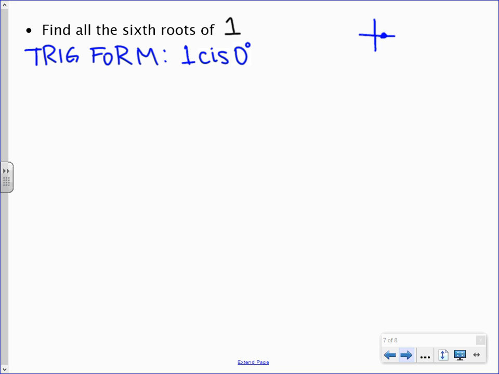All right, let's get started. k equals 0. We have the 6th root of r times the cosine of our angle plus 360k over n. So theta plus 360k, where k is 0, over n. Cool, what's our angle? Our angle is 0.